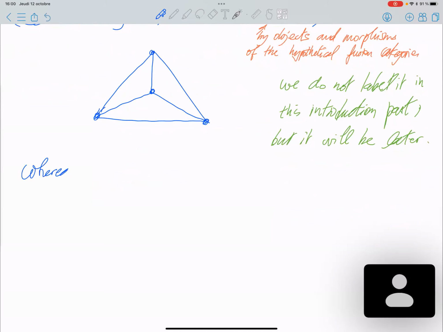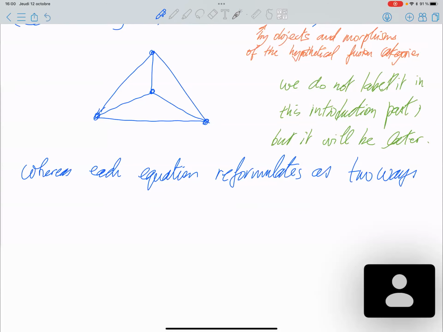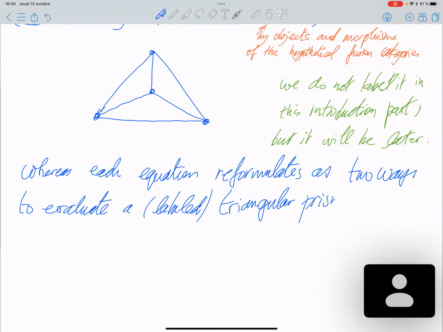Whereas each equation of the Pentagon equation system is reformulated as two ways to evaluate a labeled, as before, labeled triangular prism by labeled tetrahedra, if I am not mistaken.